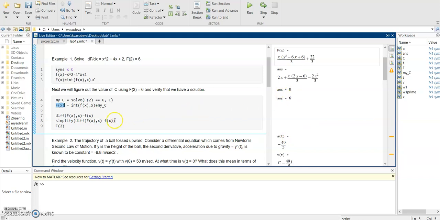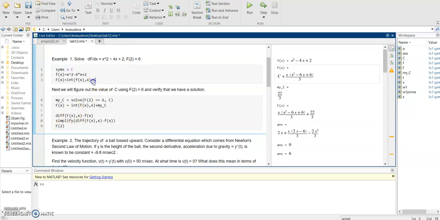Okay, then how do I further check it? I'm going to do a capital F of 2. So if I plug in capital F of 2, I have 6 at the end, which is true. Which means my antiderivative is correct in all aspects. So that's the basic idea behind taking an antiderivative.